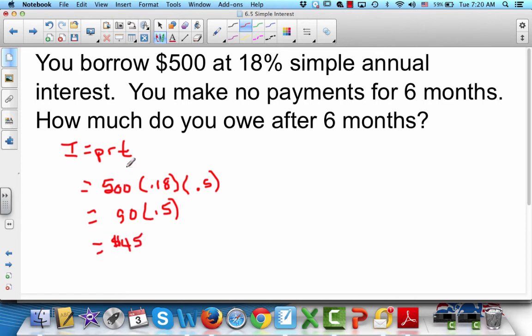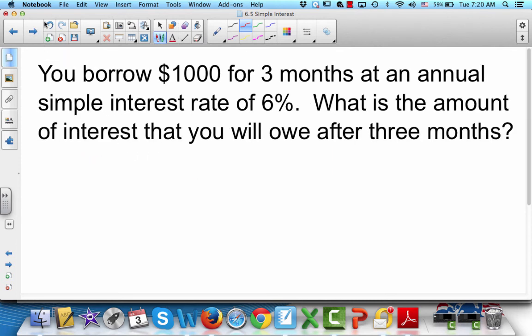Okay, then the question was, how much do you owe after 6 months? So you borrowed $500 and the interest was $45, so now you owe $545. Okay? All right, your turn.